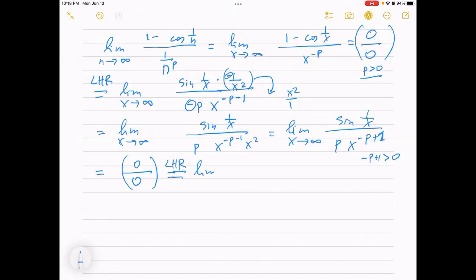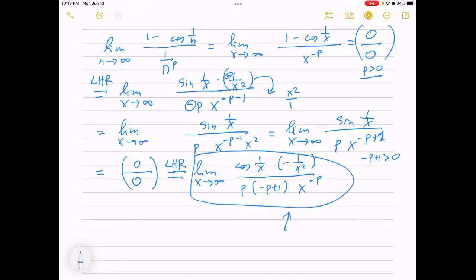We take the limit as x approaches infinity. The derivative of sine is cosine. The derivative of 1 over x is negative 1 over x squared, times p. Negative p plus 1 comes down, x to the negative p plus 1 minus 1. Now we look at that expression, and we want it to be a finite number. We want it to equal L, and L is going to be between 0 and infinity.